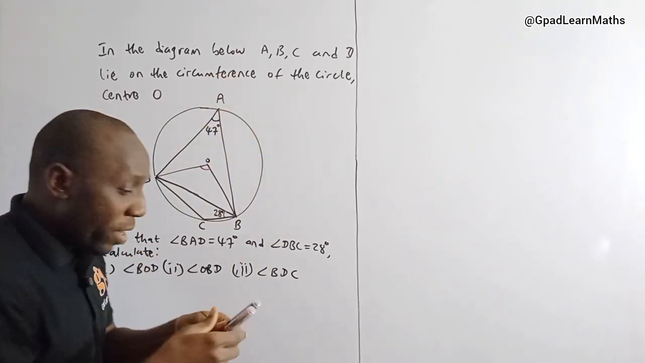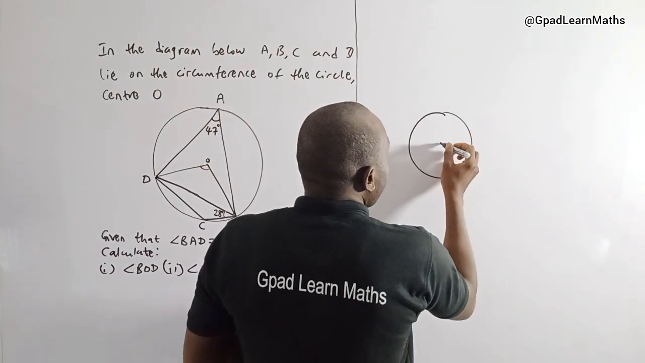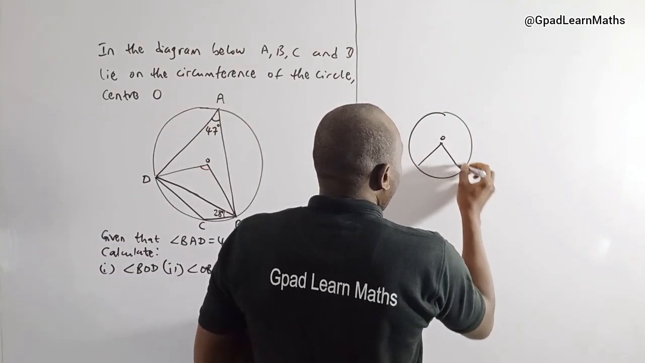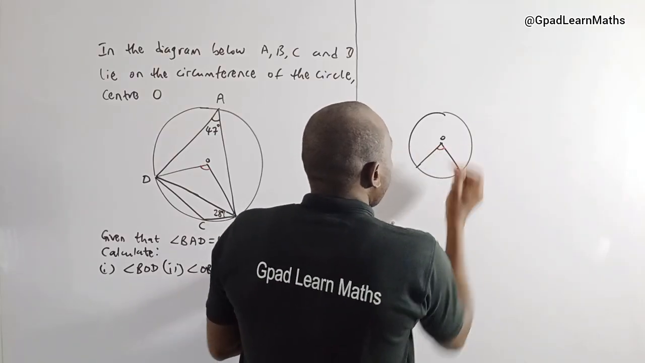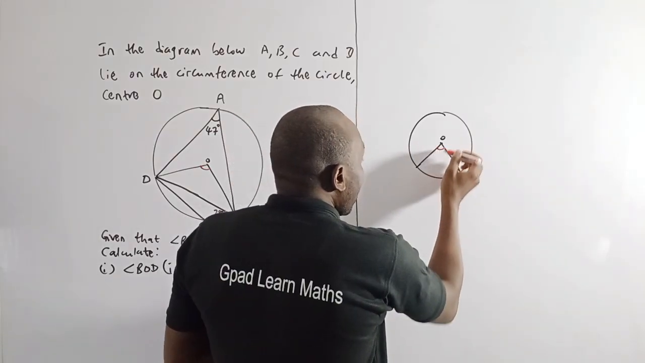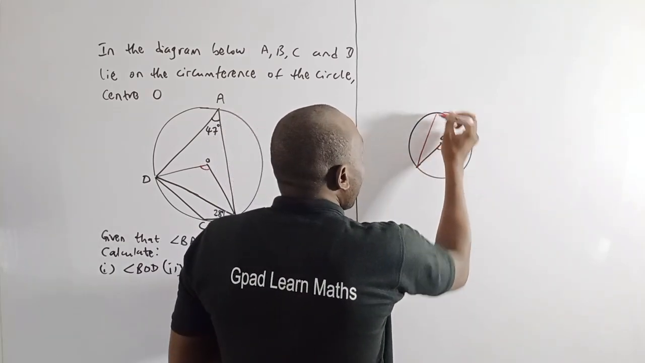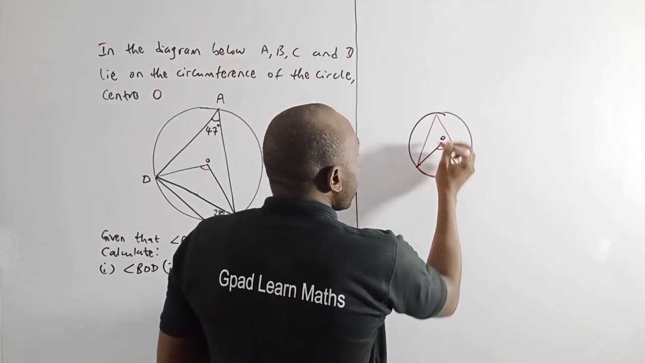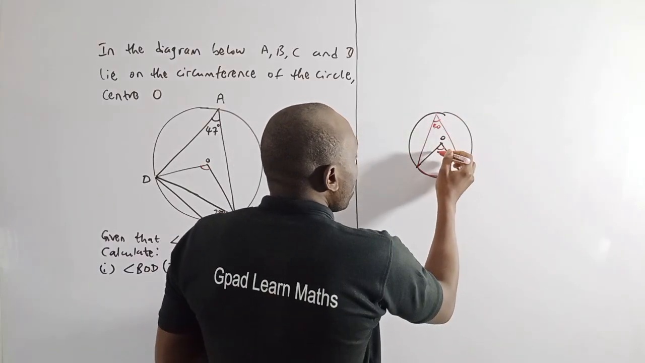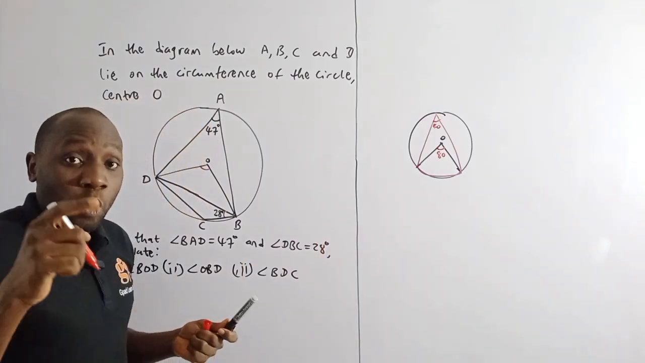Now let me just redraw it here. If I draw a circle, and this is the center, I draw 2 radii with an angle here. This angle at the center is twice the angle subtended by the same arc at any point on the circumference. So if this is 40 degrees, this will be 80 degrees. That's what the circle theorem is talking about.